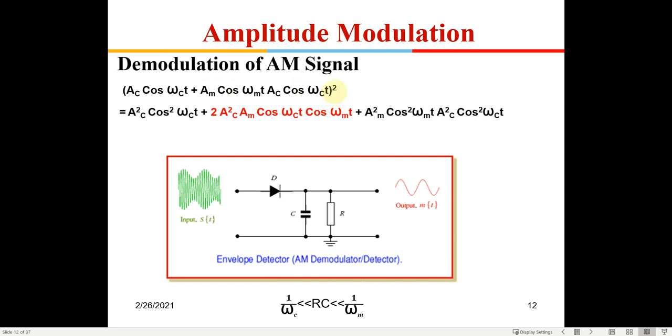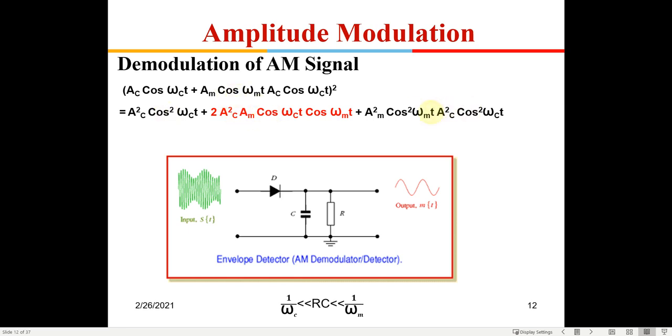If you just square it, what happens? This will give A square C cos square omega ct. Now cos square omega ct is 1 plus cos 2 omega ct, right? So 2 omega ct, if you pass it through a low pass filter, you can isolate it, and then the 1 will give A square C by 2. That is a DC component, which we will neglect. DC components don't matter here.